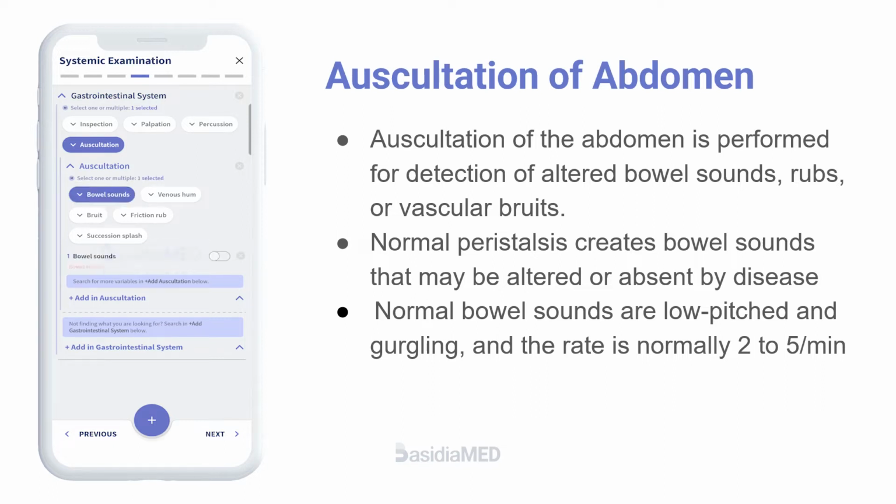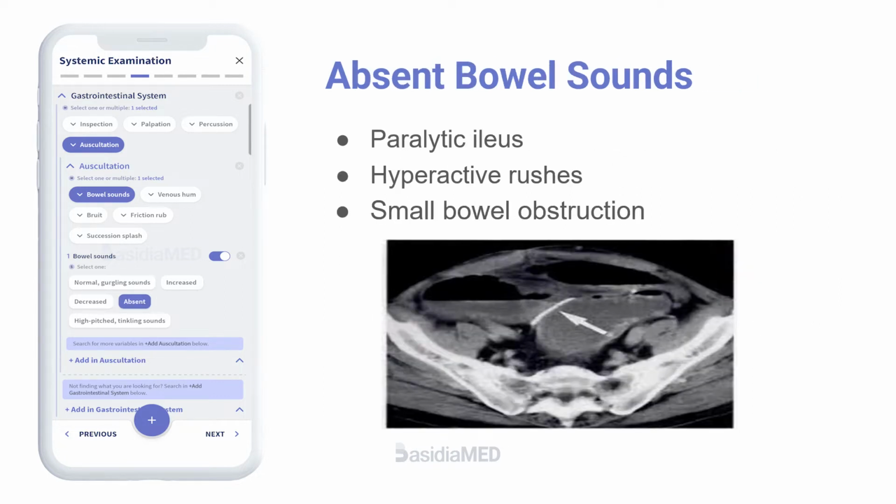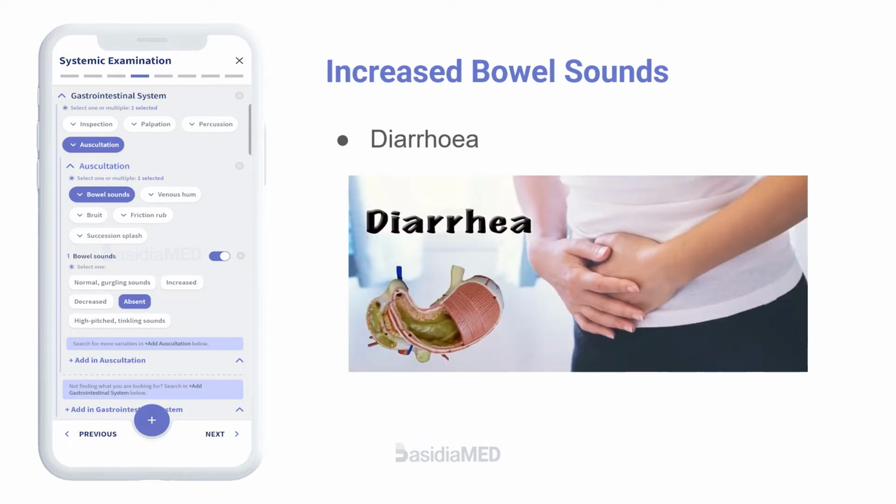Normal peristalsis creates bowel sounds that may be altered or absent by disease. Normal bowel sounds are low-pitched and gurgling, and the rate is normally 2 to 5 per minute. Absent bowel sounds may indicate paralytic ileus, and hyperactive rushes or borborygmi are usually present in small bowel obstruction, and sometimes might be auscultated in lactose intolerance.